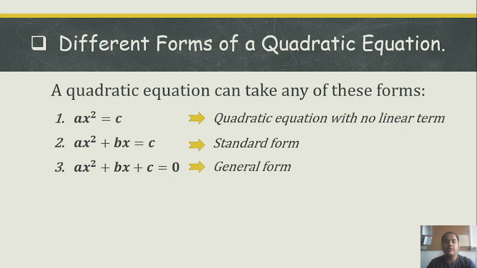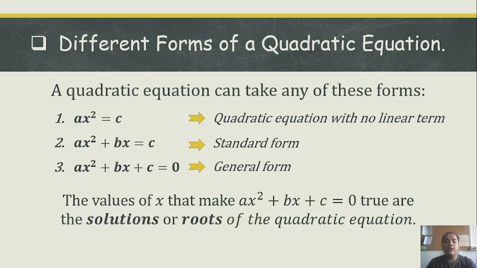So, you already know this general form: ax squared plus bx plus c is equal to 0. The values of x that make ax squared plus bx plus c equal to 0 true are the solutions or roots of the quadratic equation. Later on, as we continue the discussion, we will solve quadratic equations. So, how do we solve? We find the values of x. The values of x that make the statement true, or that make the right side and left side of the quadratic equation equal, are called the solutions or roots of the quadratic equation.